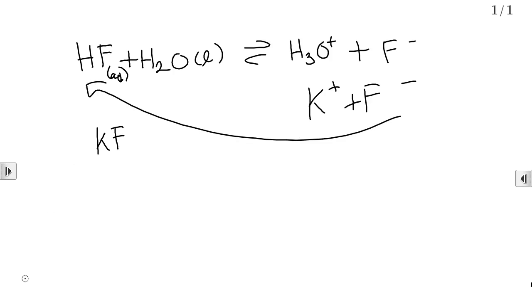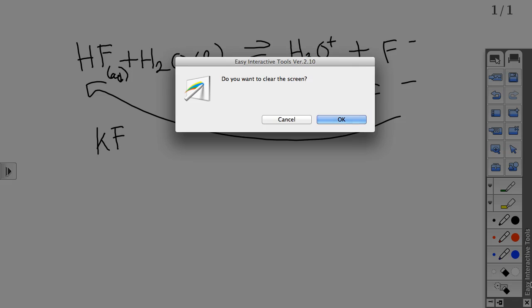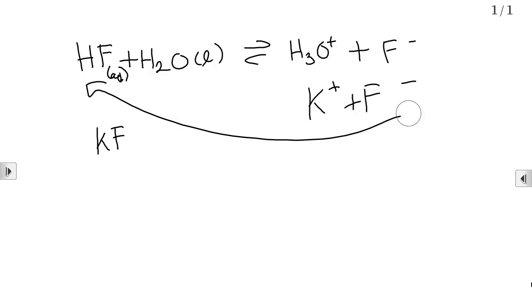So the HF, the hydrofluoric acid, is going to break apart even less. It's going to have a lower percent dissociation. How does that make you feel? So it'll make the solution more acidic? No. Let me show you. No. I got it. Hang on.